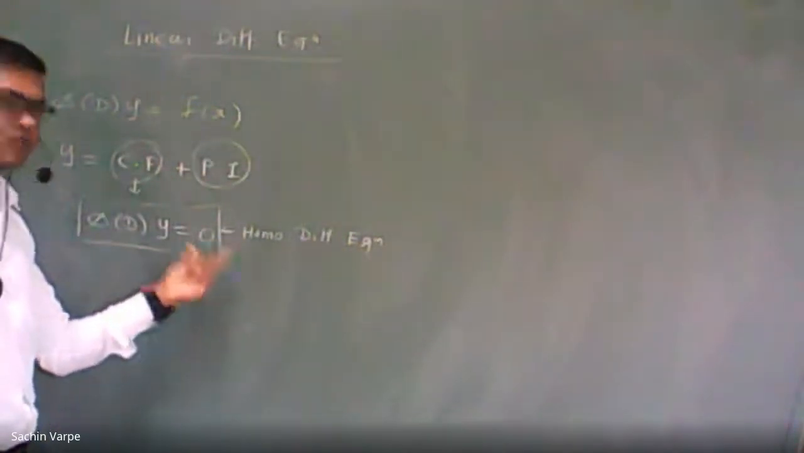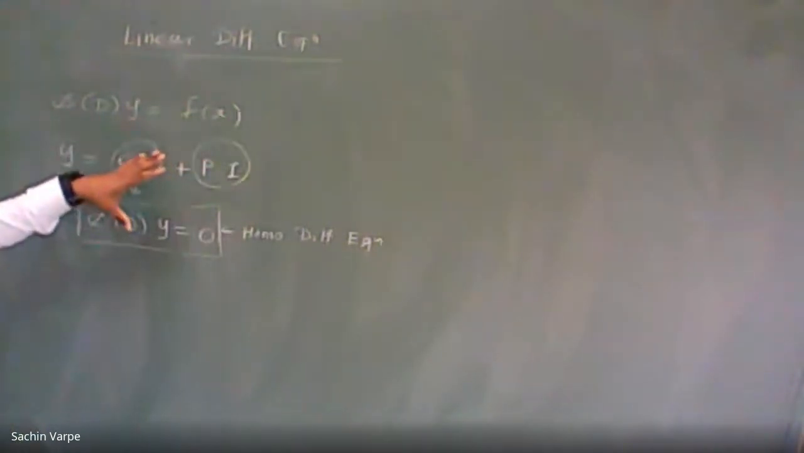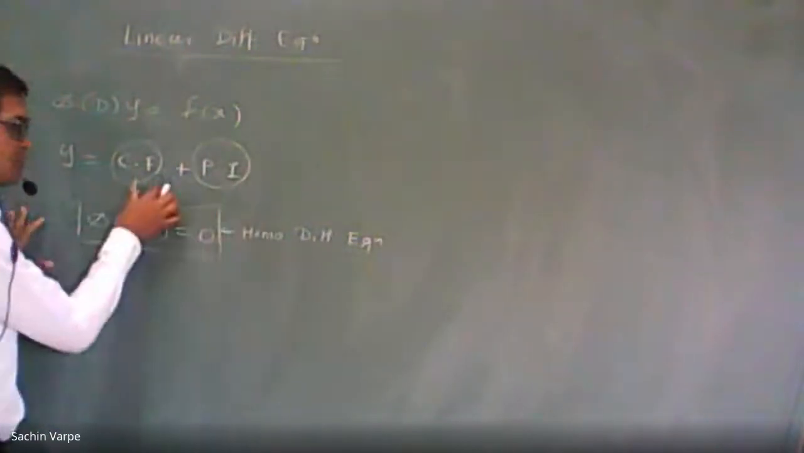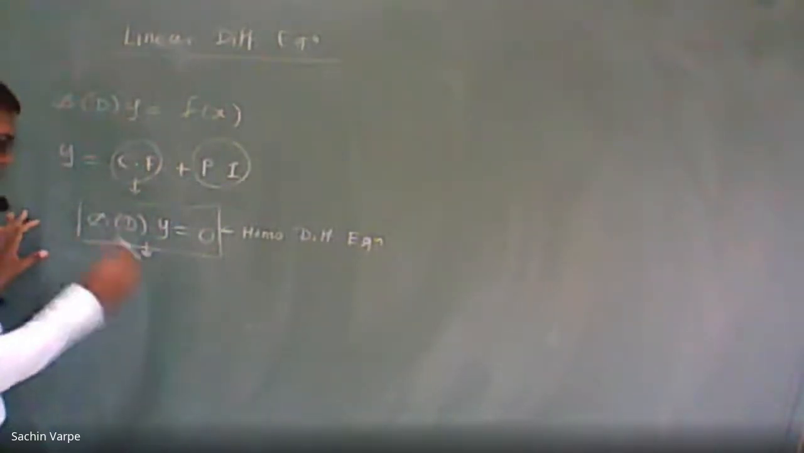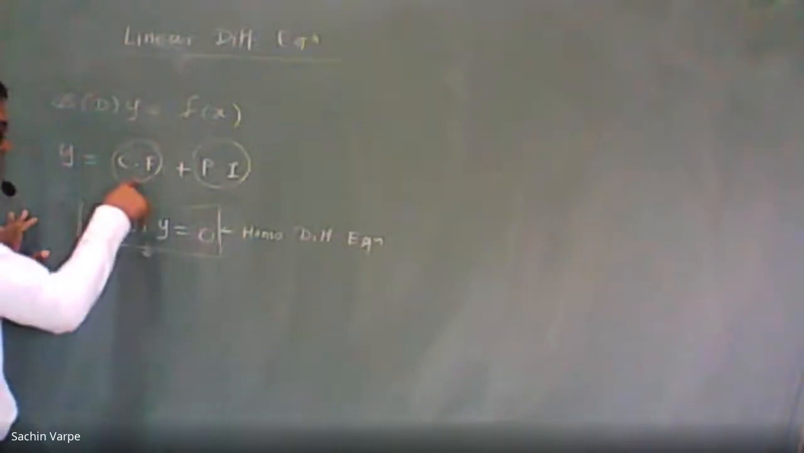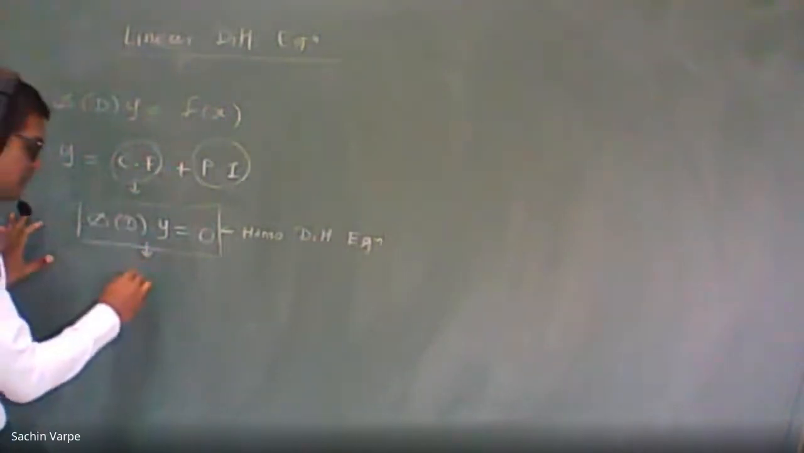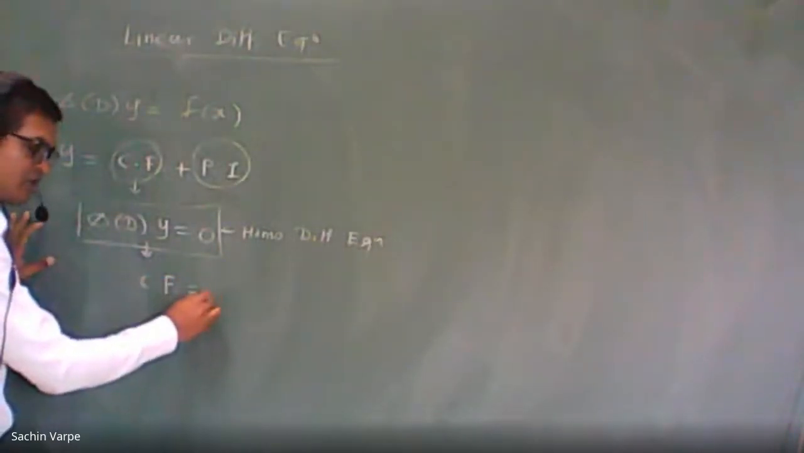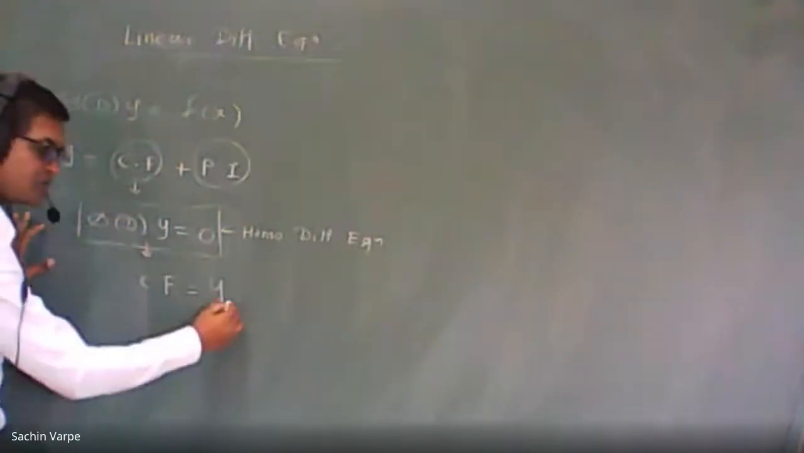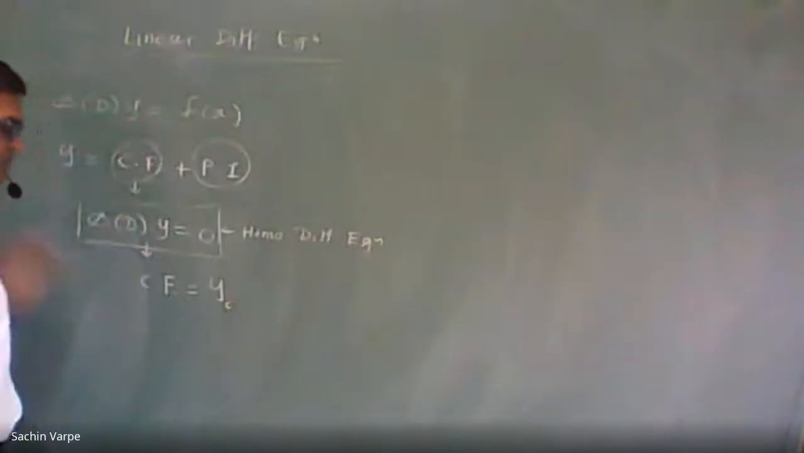And if the right hand side is non-zero, then the complementary function will be part of the general solution. Remember. So here, the solution of this homogeneous differential equation is the complementary function we have denoted by CF. For our convenience, let us denote this CF as Y suffix C, C for complementary function.